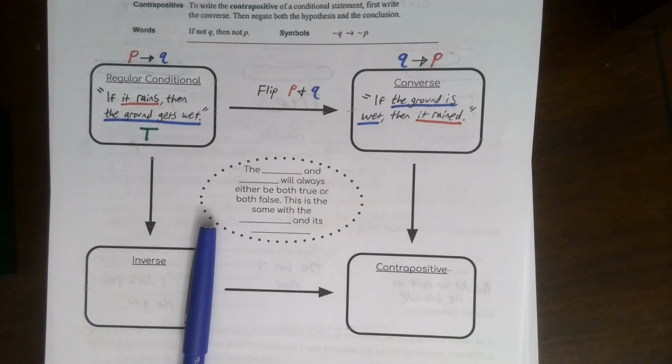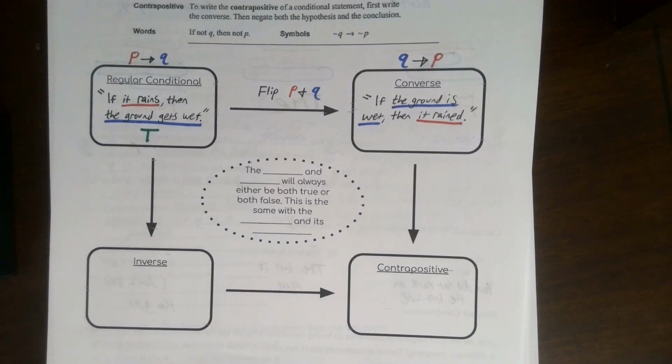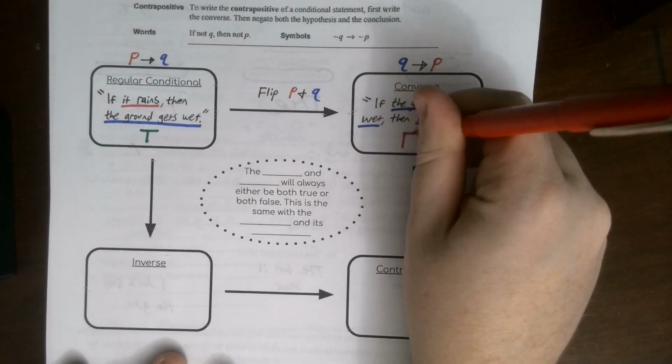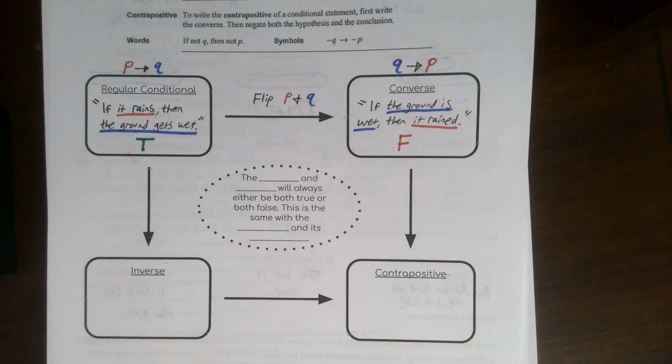Is that true or false? If the ground is wet, then it rained. Well, we might be tempted to say true, but there are a couple cases where that's not necessarily true. Maybe the sprinklers went off, and that's why the ground is wet. Maybe the ground is wet because it snowed and then melted. Maybe there was a monsoon. There are a lot of cases where the ground could be wet, but it didn't rain. So this is a false statement. If the ground is wet, then it rained is not guaranteed, so we say it's false.